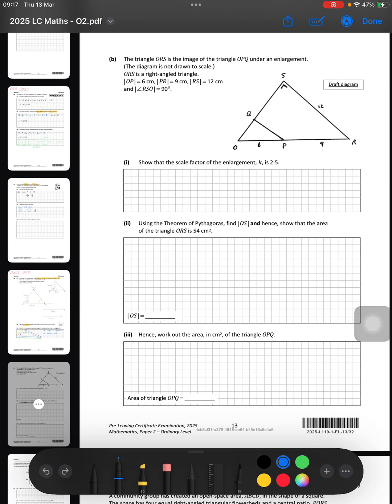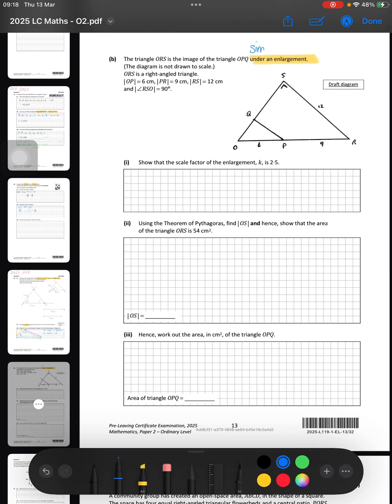It says a triangle ORS. Now this one, it just has a sketch of the diagram in it, but you guys had the actual one. So the triangle ORS is the image of the triangle OPQ under an enlargement. So straight away, if they're under an enlargement, what that's telling us is that it's the same angles. Under an enlargement just means the sides get bigger, the angles stay the same. We are looking at similar triangles there.